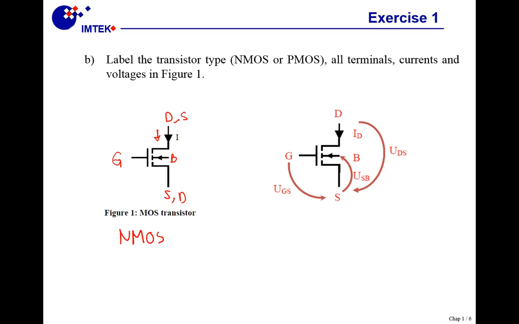Now for the voltages, the voltage between here and here is called VGS. We have a voltage between the source and the bulk when they are not connected together, which happens pretty often, and this is called the source bulk voltage. Finally, you have the voltage drop between drain and source, and this is VDS here.